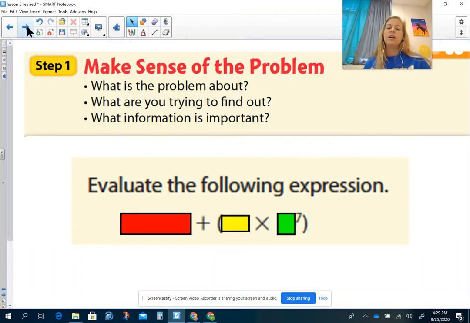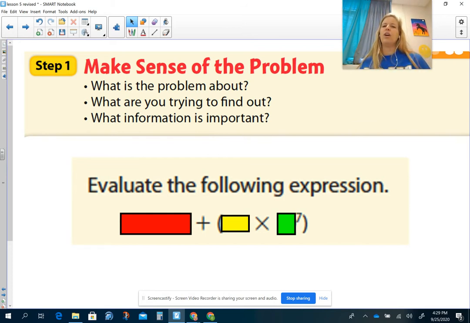Just like before, we're going to make sense of this problem. So when you look at it, I want you to try to figure out what I'm giving you, what I'm doing, what the answer is going to represent. Okay? All right, so first, we've got evaluate the following expression. Here's my expression. Okay, I'm going to read it again. Evaluate the following expression.